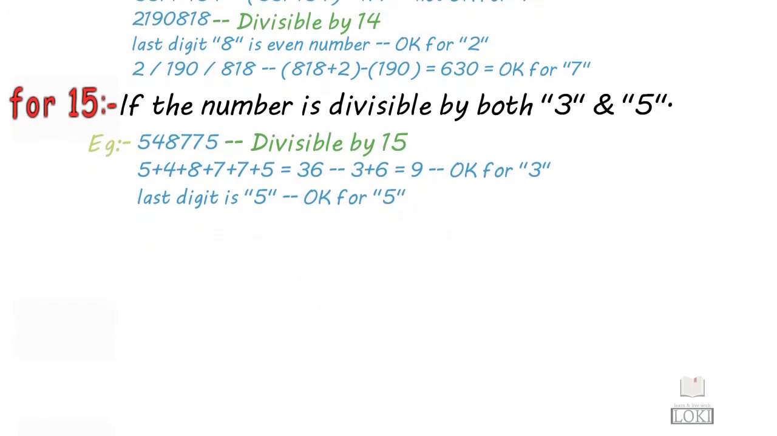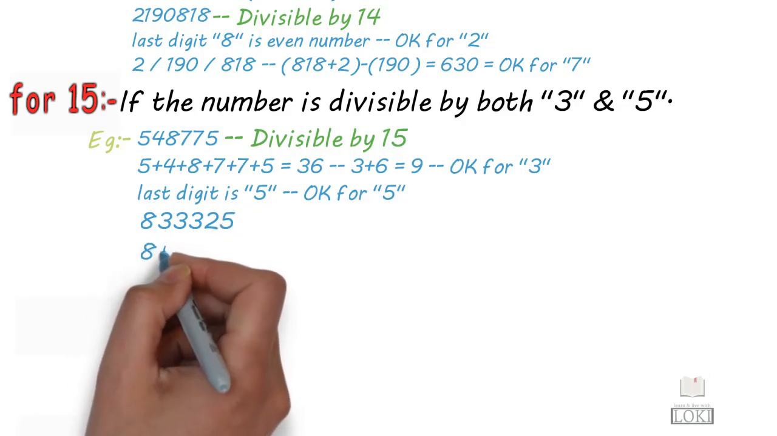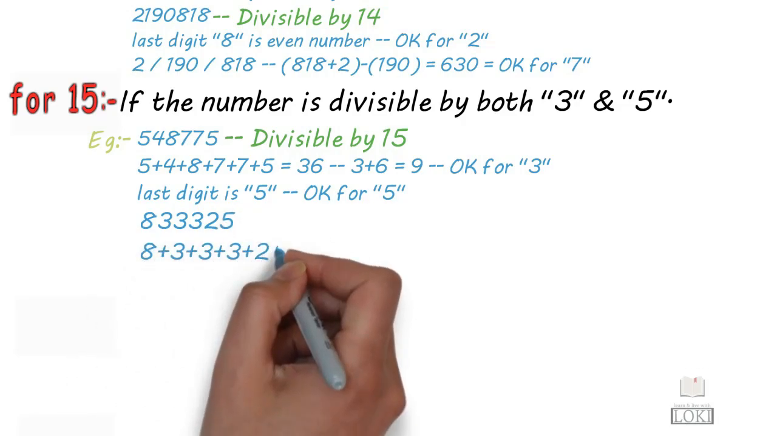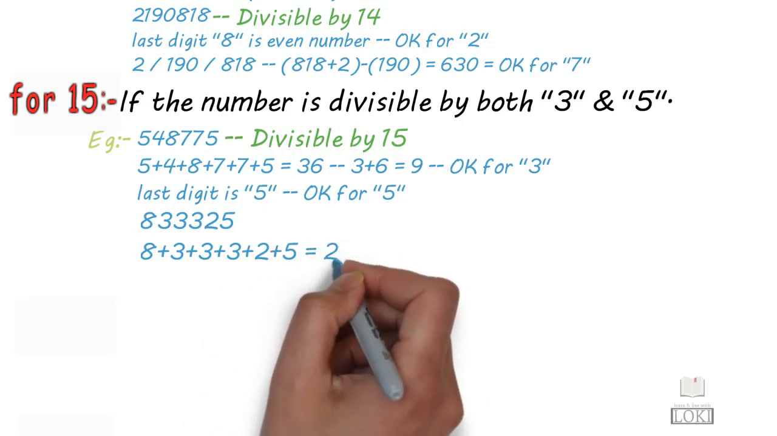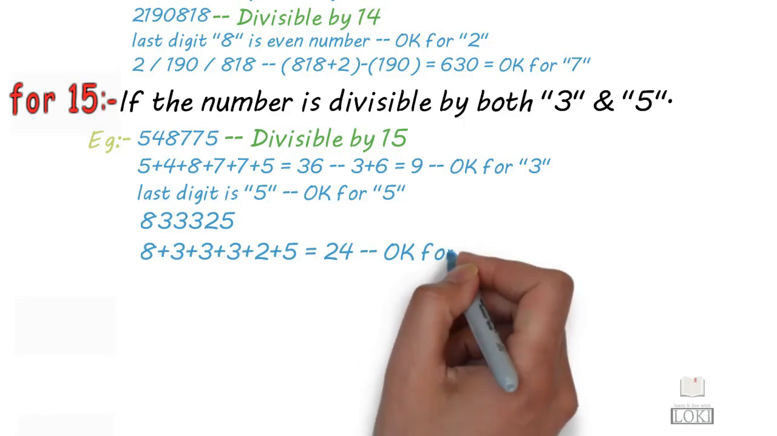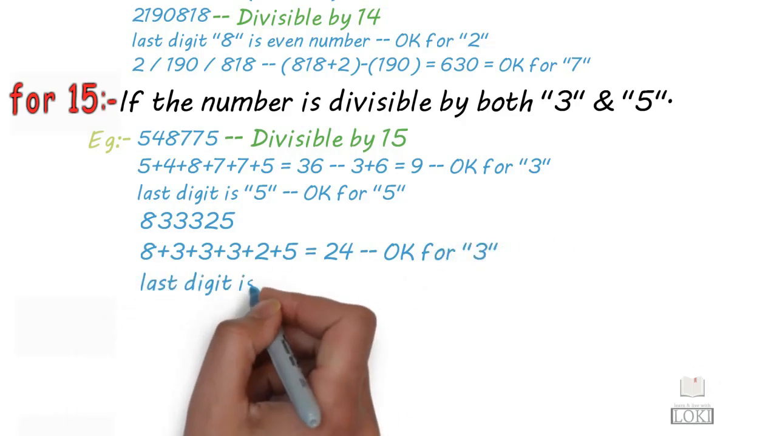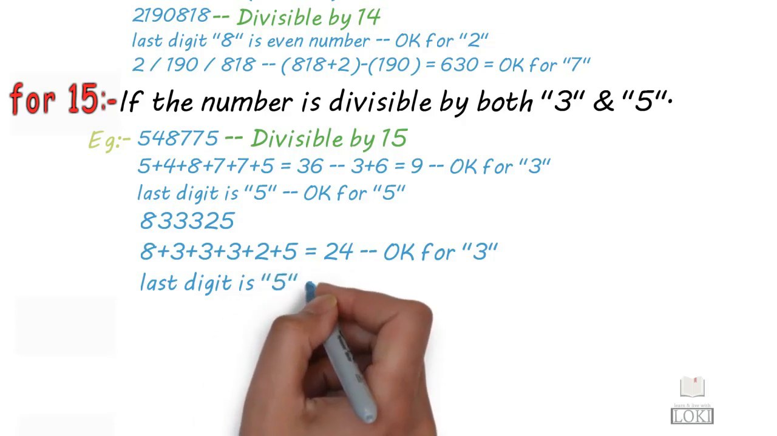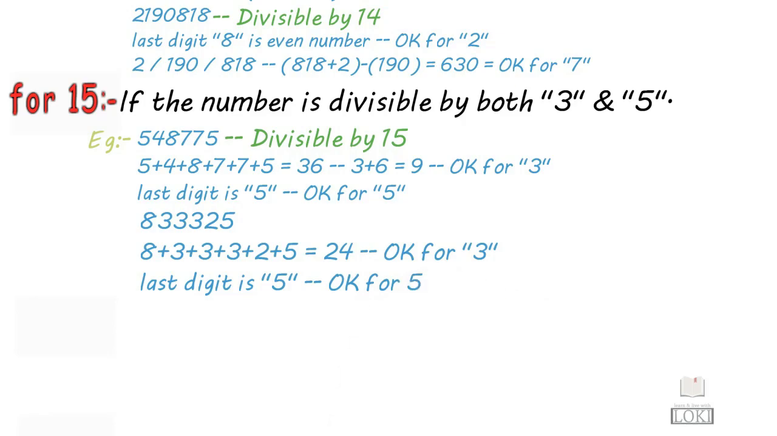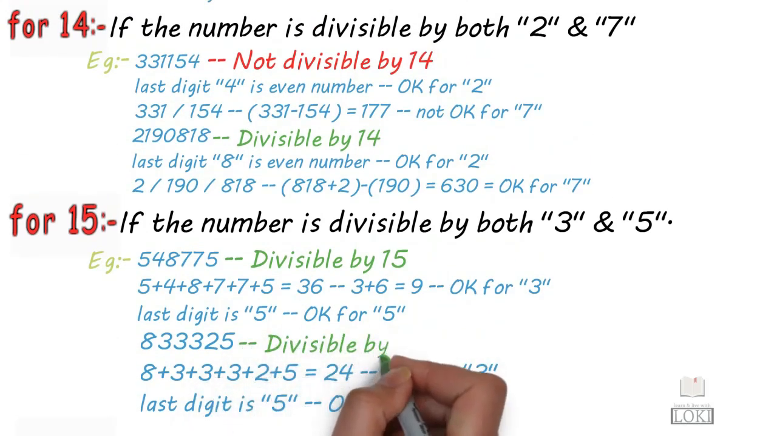Let's see another example. In this example, again we have to add all the numbers to check the divisibility for 3. 24 is the sum of all the numbers and 24 is divisible by 3. We can say that this number is divisible by 3. The last digit we have here is 5, and the last digit is 5, so that number is divisible by 5. So this number is divisible by both 3 and 5, so it is divisible by 15.